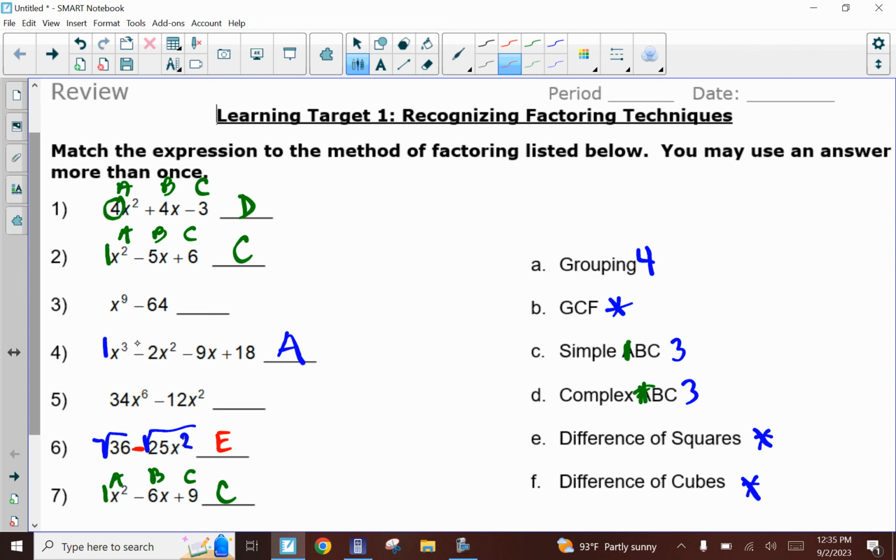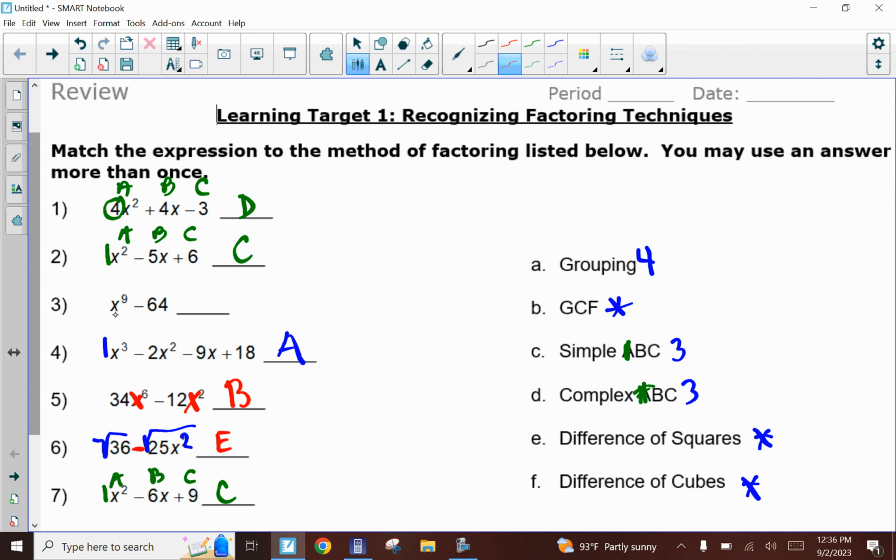Now I've got 2 left, so let's just work our way up. Let's start with number 5. First, there's a 34 and a 12. They're both even, so I should be able to divide them both by 2. But more importantly, this one has an x and this one has an x. If they both have x's, that means it's a GCF. So this one has to be a GCF.